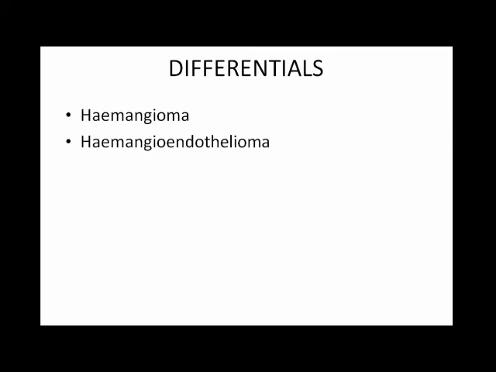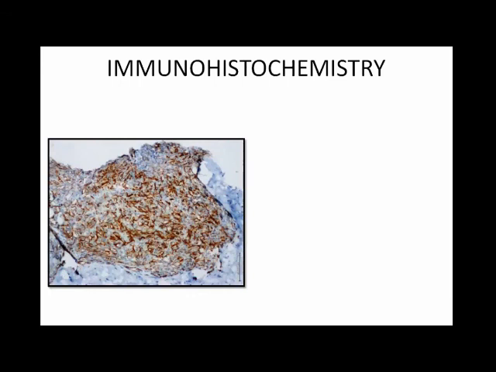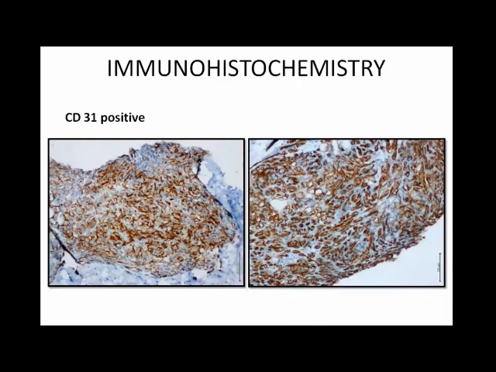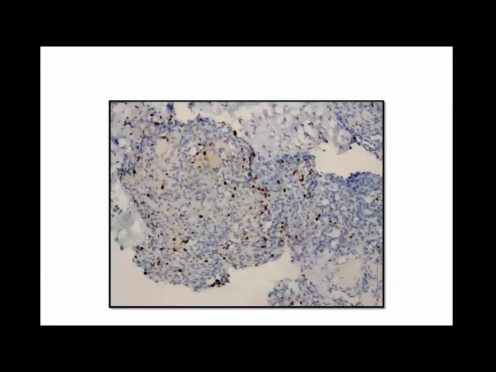But as we proceeded with the IHC, there was a clinical differential for rhabdomyosarcoma, so we had also put the markers for rhabdomyosarcoma. As we moved with the IHC, we saw strong membranous CD31 positivity, strong membranous CD34 positivity, and the Ki67 was around 6 to 8%.